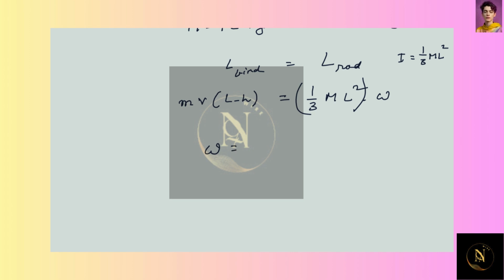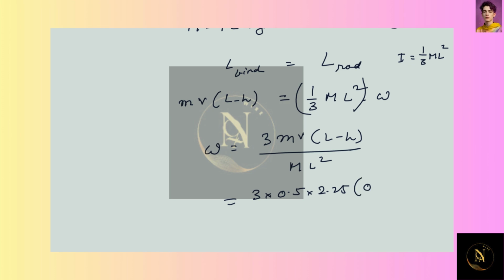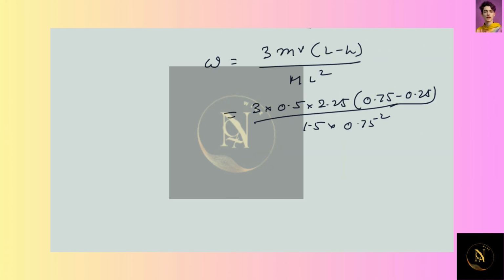Okay, so now you have to calculate omega. For that you can have mv(L minus h) over one third ml square, right? Now we plug in the values. This is 0.5, velocity is 2.25, 0.75 minus 0.25 over the mass of the rod is 1.5 and length is 0.75 squared, right? So let's see how much we have here now. This is 2 radians per second, the angular speed of the rod after it has collided, right?